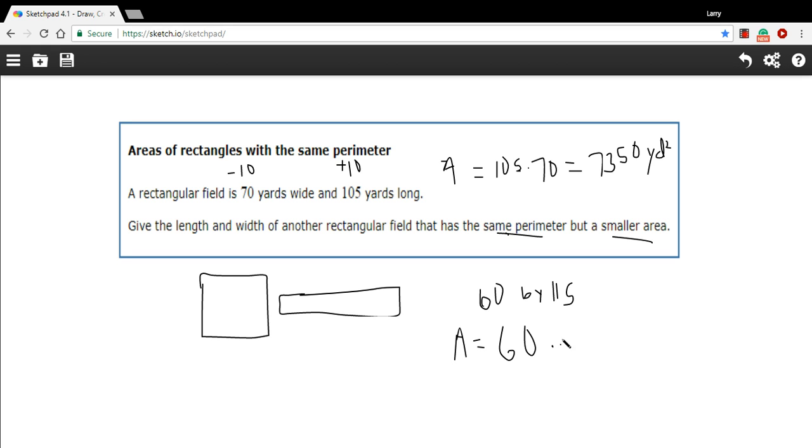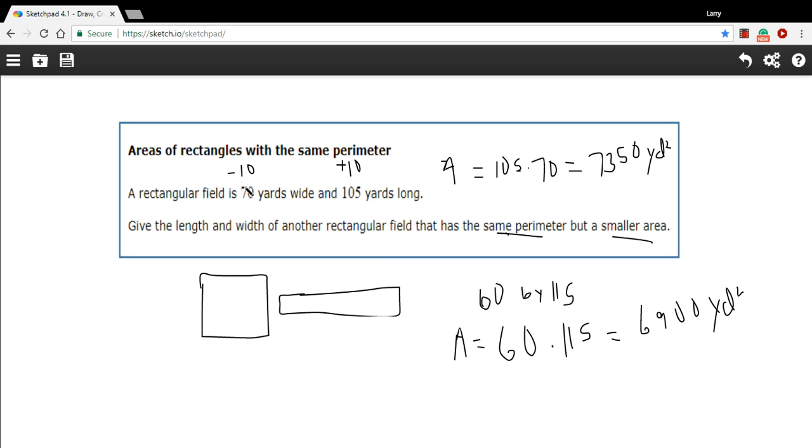So 60 times 115. Punch that into my calculator. Aha! And we get 6,900 square yards. So that is indeed smaller. Now you could subtract whatever figure you want from the width and add it to the length. As long as these two numbers are the same, then you've got the same perimeter. So that was the method we went about here.